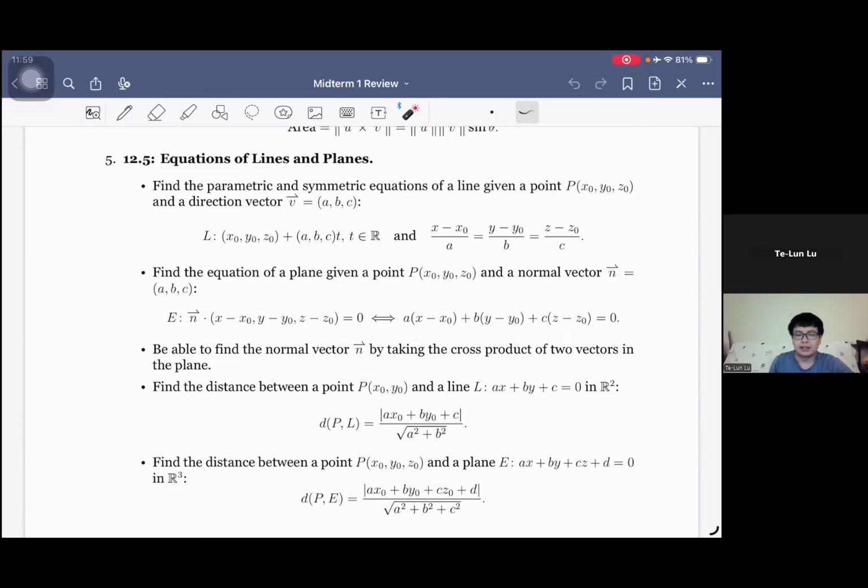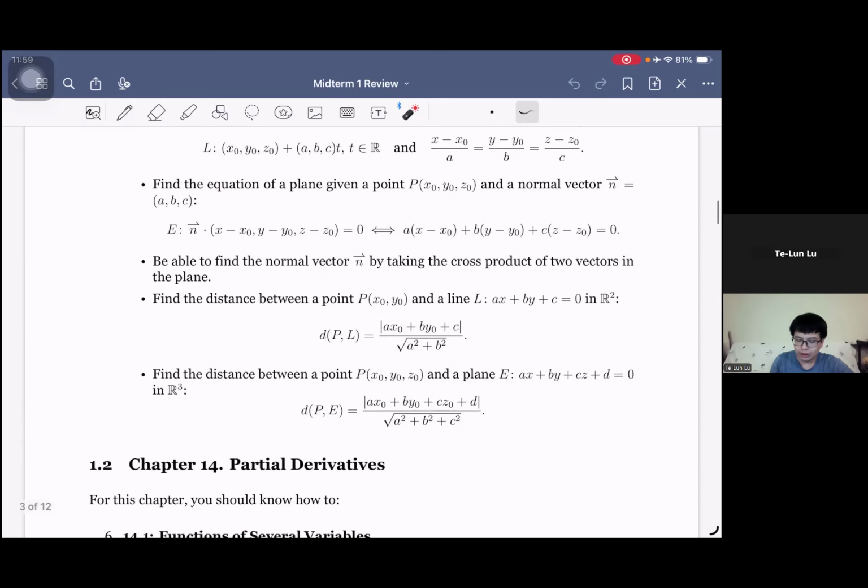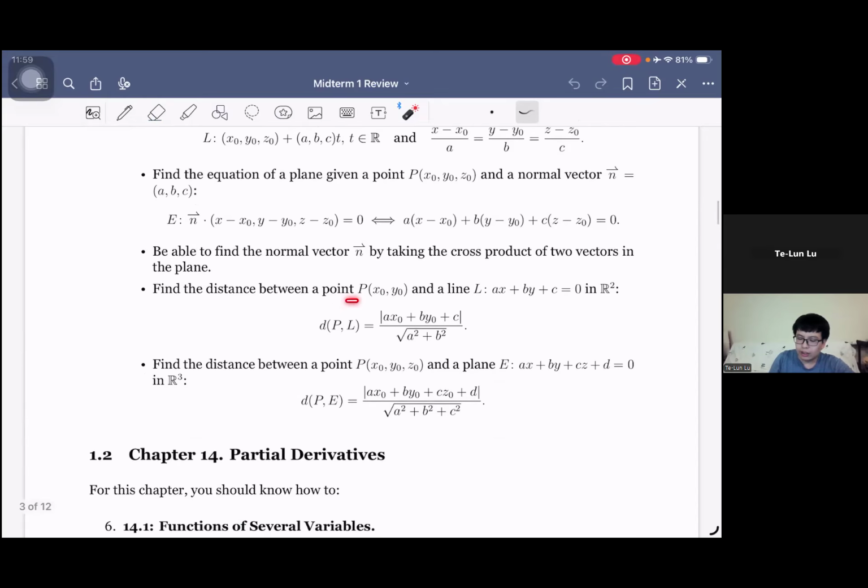The rest of the two points is not that important. We'll simply derive this later in the lecture, so I put it here. If you're working with a point and a line in 2D space, then the distance will be the absolute value of ax naught plus by naught plus c, where this is the equation of the line, divided by the square root of a squared plus b squared. Similarly, the distance between a point and a plane in 3D space looks like this: ax naught plus by naught plus cz naught plus d, divided by the magnitude of the normal vector a, b, c. Okay, so that concludes our review for chapter 12.